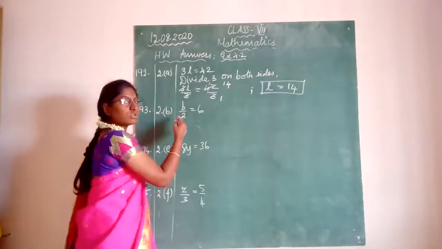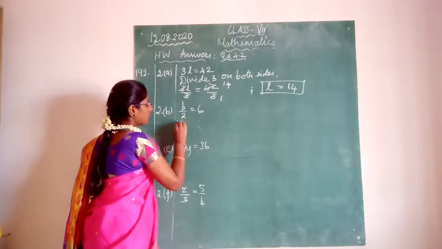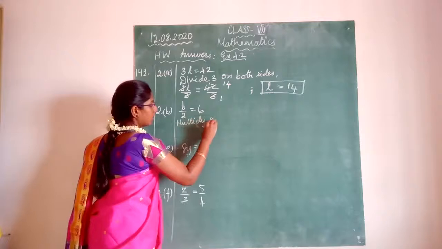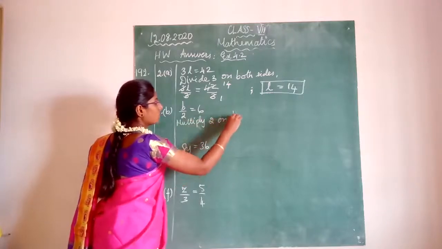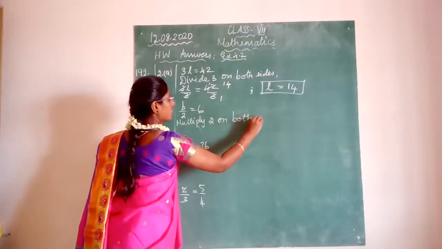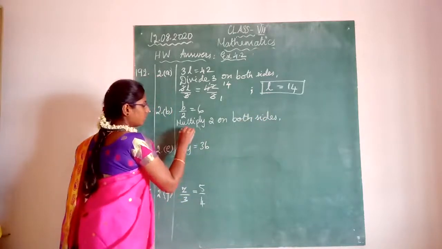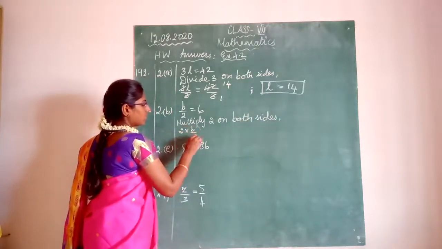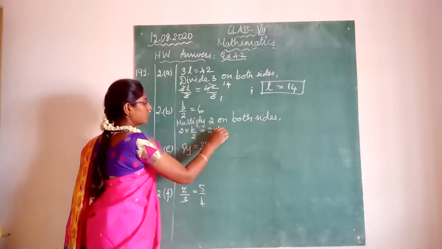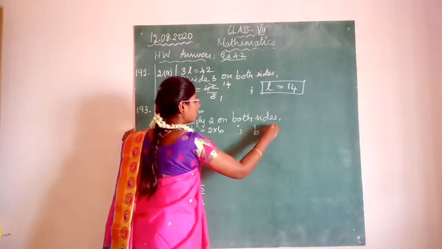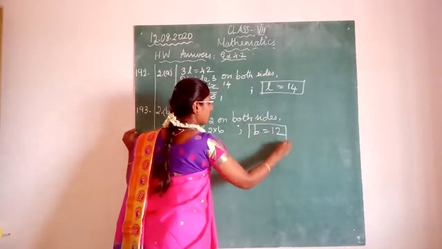Okay. Next, coming to the next question. B by 2 is given. So 2 is divided here. So write multiply 2 on both sides. Okay. So you will have 2 into B by 2 is equal to 2 into 6. 2 will get cancelled and you will have B is equal to 12. 2 6s are 12, right?